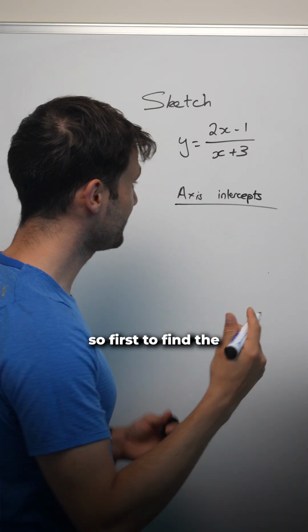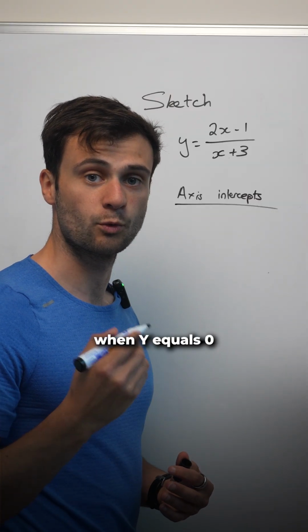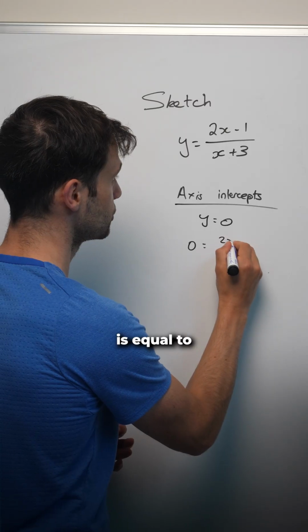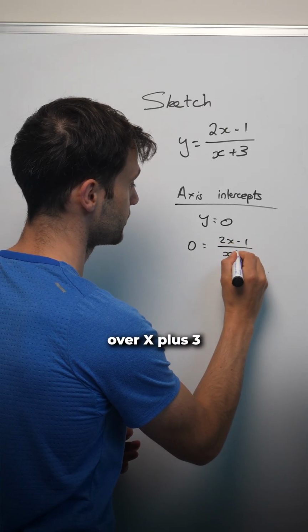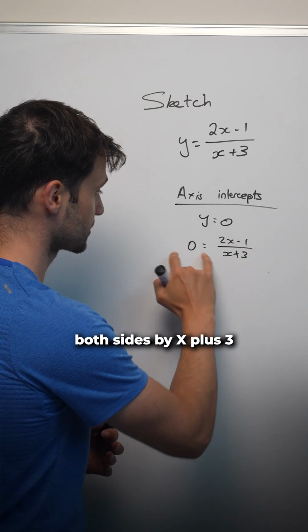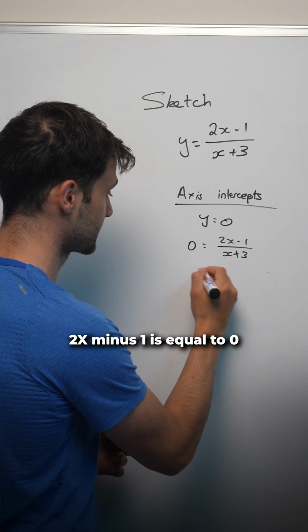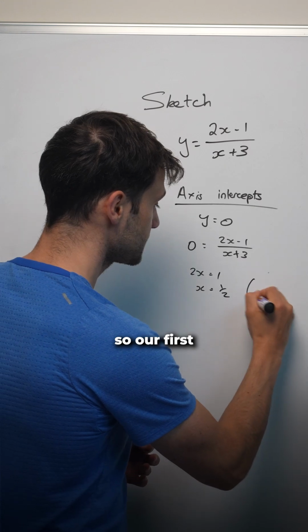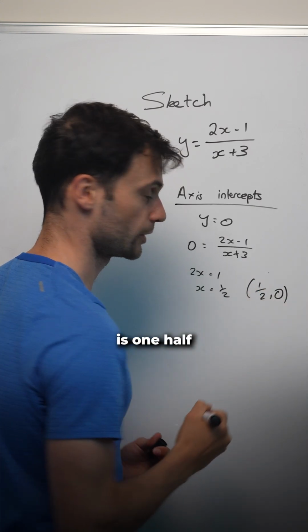So first, to find the x-axis intercept, that's going to be when y equals 0. So we set y equals 0, so we just get 0 is equal to (2x minus 1) over (x plus 3). We can multiply both sides by x plus 3, and we just get 2x minus 1 is equal to 0. So 2x is equal to 1, so x would equal 1/2. So our first axis intercept is (1/2, 0).